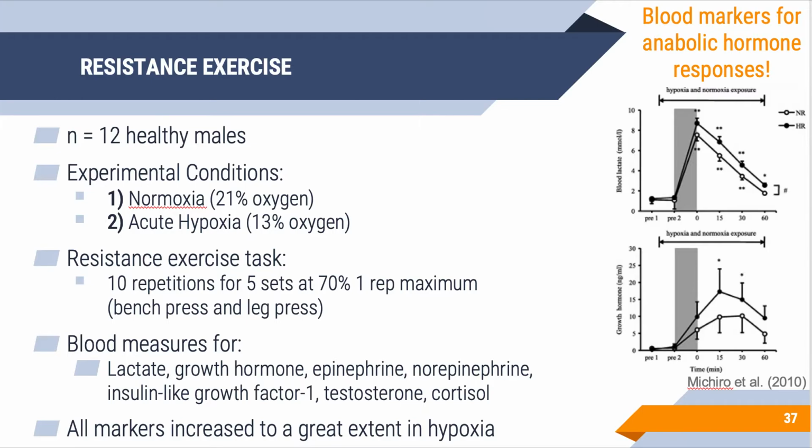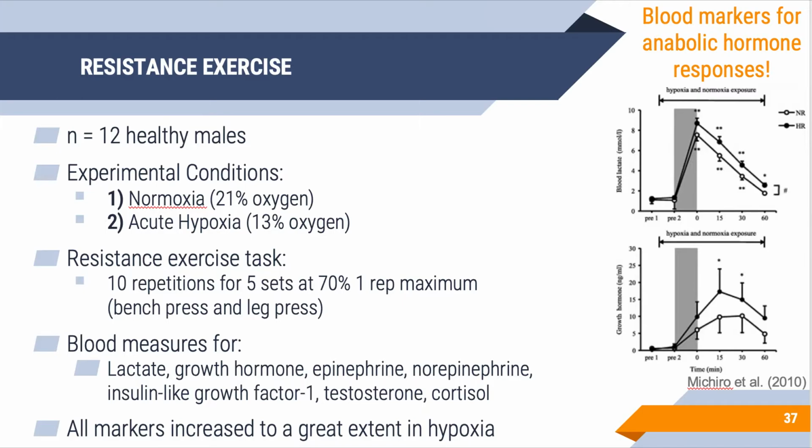So now I want to change gears a little bit, think about resistance exercise. So not everything is related to endurance tasks or high intensity cycling bouts. And not everything is a negative associated with acute hypoxia. So what this study found was that looking at 12 healthy males, they had a condition of normoxia and acute hypoxia. What they did was a resistance exercise task, so 10 reps for 5 sets at 70% of the 1 rep max of bench press and leg press.